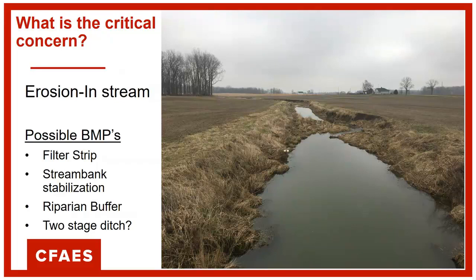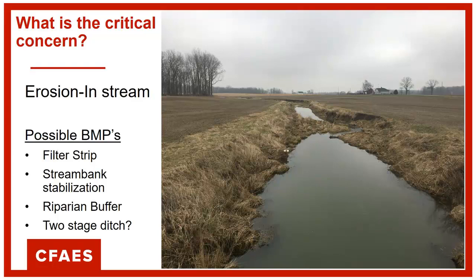We could rebuild the bank and do some stabilization of that bank. This is no-till at this point, which was spring of 2017 when I took this photo. But there are some practices, like cover crops, that we could potentially think about, and it may make a difference in this area. Somebody asked me about a two-stage ditch for this particular area. Does this look like a location where you would put a two-stage ditch in?